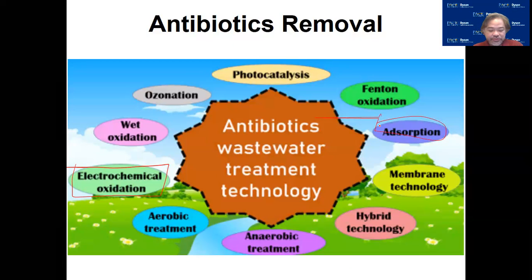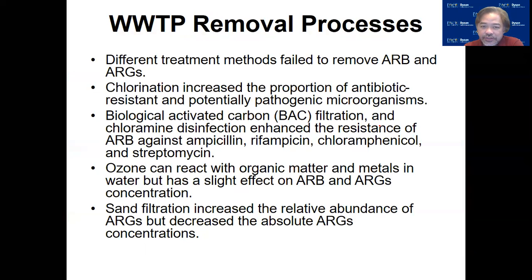adsorption using a particular material, which we call the nanomaterial. Okay, so there are different processes to remove some chemicals in wastewater treatment plants. Unfortunately, most of these treatment methods fail to remove antibiotic resistant bacteria and antibiotic resistant genes. So, for instance, the chlorination, which everyone is familiar with.